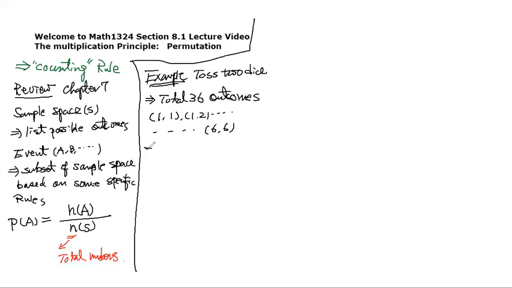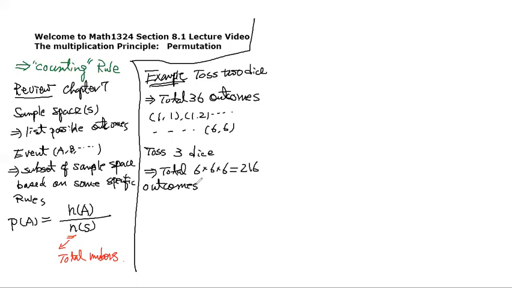But how about if you toss 3 dice? Then I think it will be pretty difficult to write down the outcomes, because in total we're going to have 6 times 6 times 6, which is 216 outcomes. If you want to write them down one by one, it will probably take you 15 minutes to write down all these outcomes.